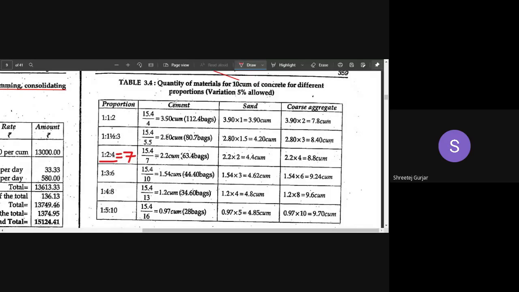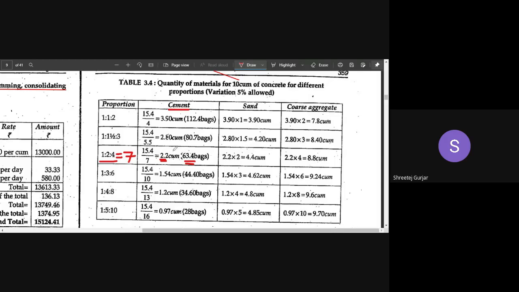As I have told you, for cement quantity, you have to do 15.4 divided by 7, the summation of the ratio. So you have to divide by 7. We will get 2.2 meter cube of cement. Convert that to bags by dividing it by 0.0347. You can get it in bags.